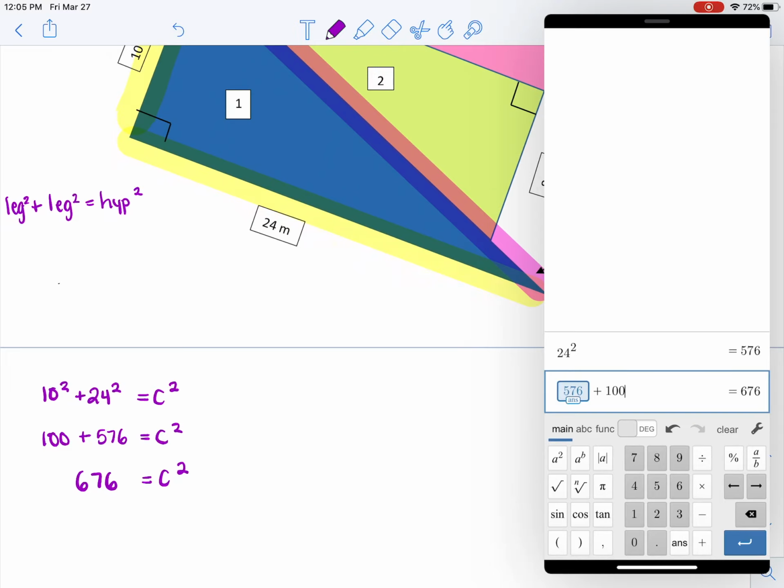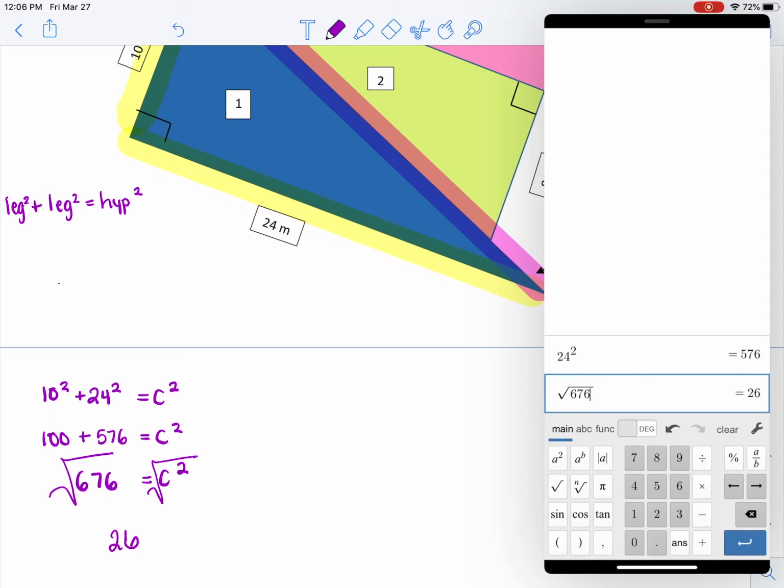Now, we have 676 equals c squared, but we want to find the length of the hypotenuse, not the length of the hypotenuse squared. So what you got to do is we have to take the square root of both sides. When you take the square root of 676, you get 26, my bad.